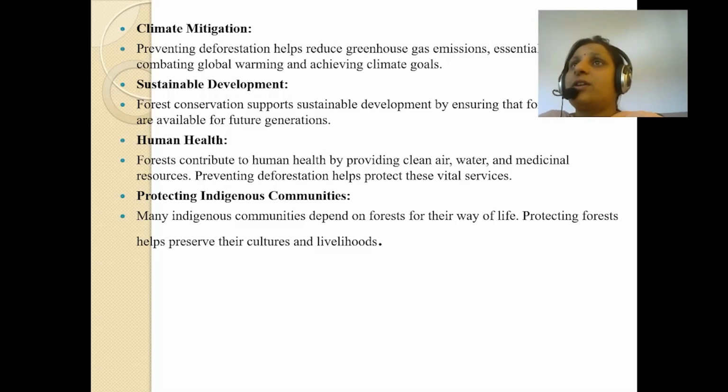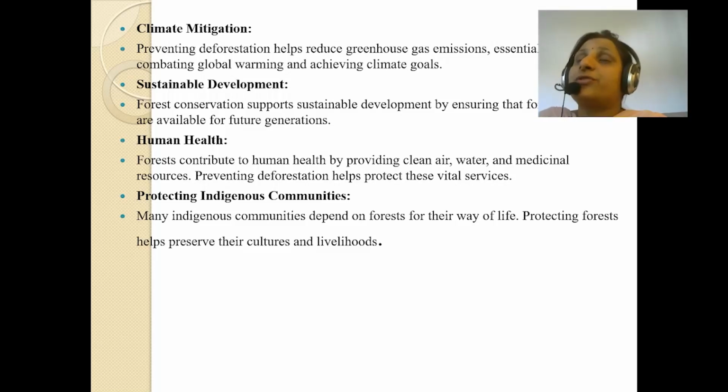Forest conservation supports sustainable development by ensuring that forest resources are available for future generations. What does forest conservation support? It supports sustainable development by ensuring that these forest resources will be available for future generations. In my last lectures also, I told you that we are all eager and directed towards environmental protection. The basic reason, students, is that if there is environmental protection, then we can leave something for our future generations.